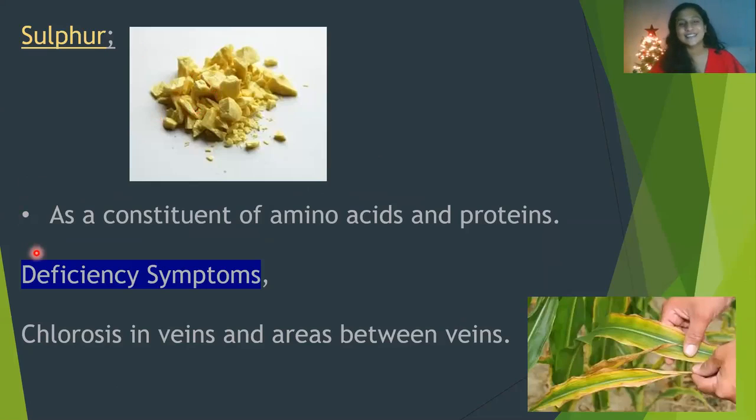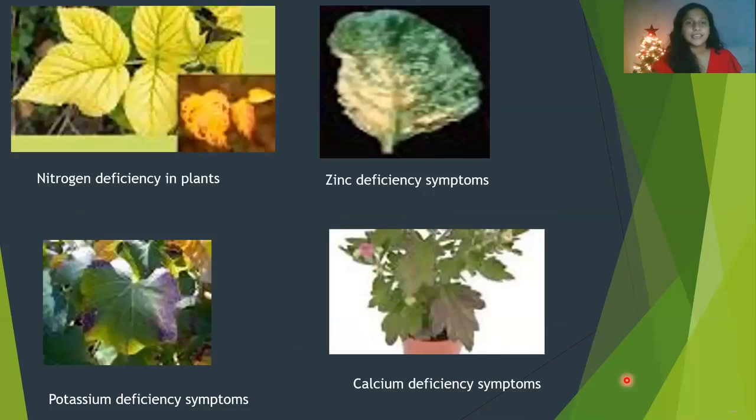As a constituent of amino acids and proteins, the deficiency symptoms are chlorosis in veins and areas between veins. Here you all can see the leaf has turned yellow in color. Chlorosis means the leaf turned yellow. So in sulfur deficiency, chlorosis happens in the areas between veins. You all have to remember that. And these are some pictures.